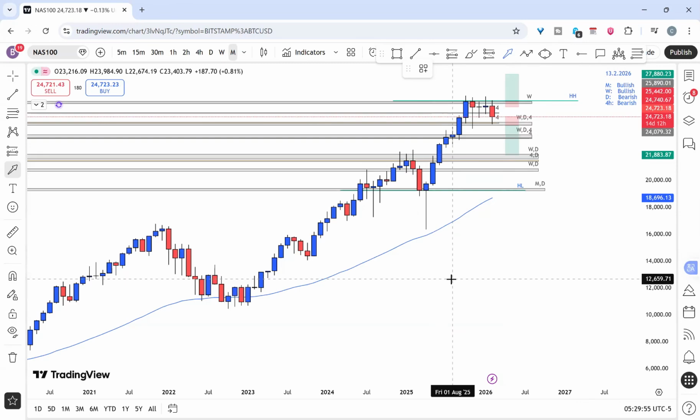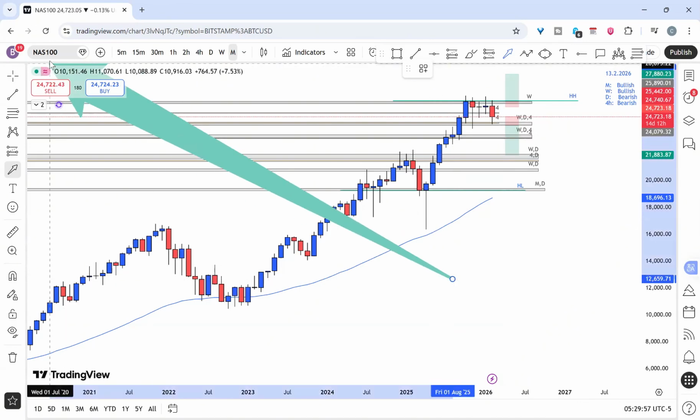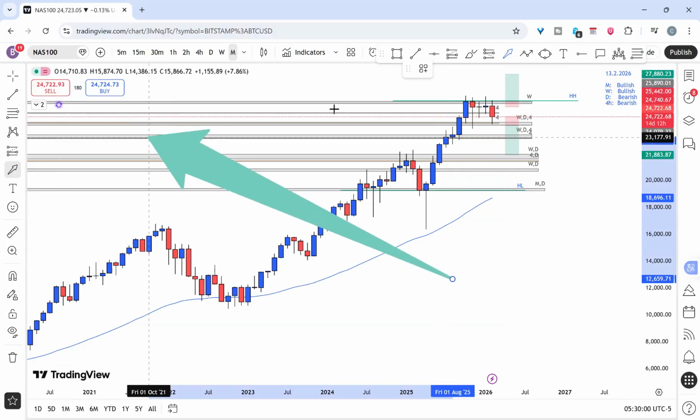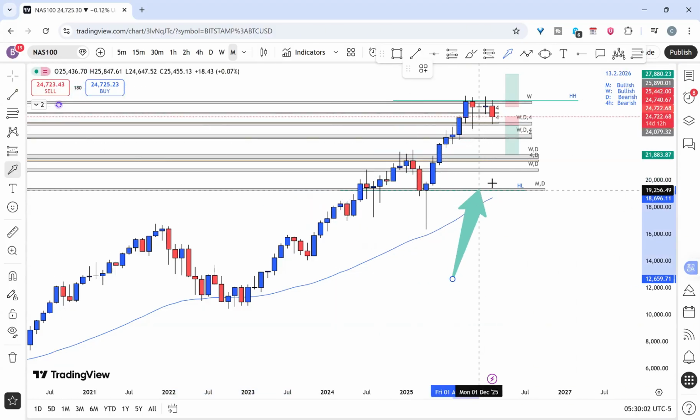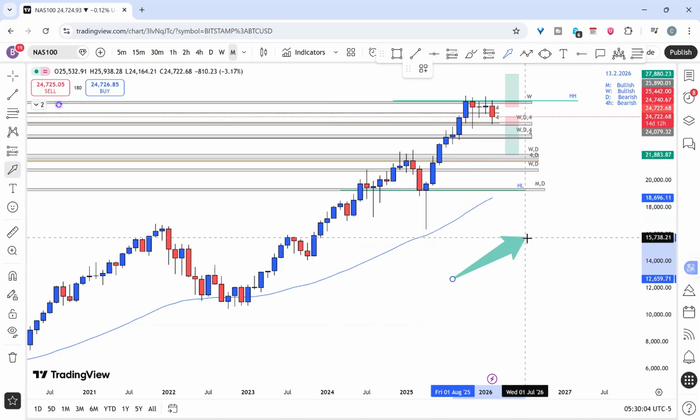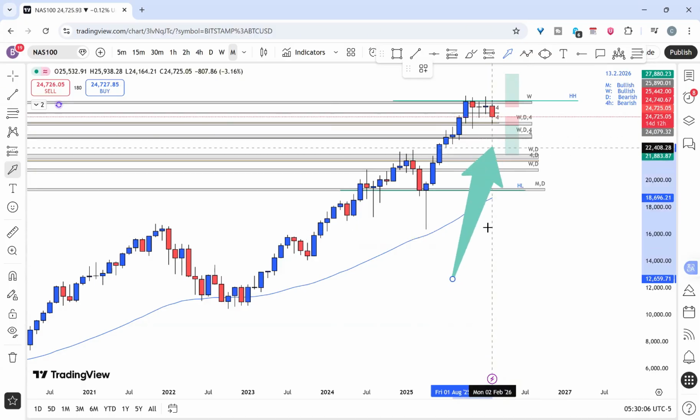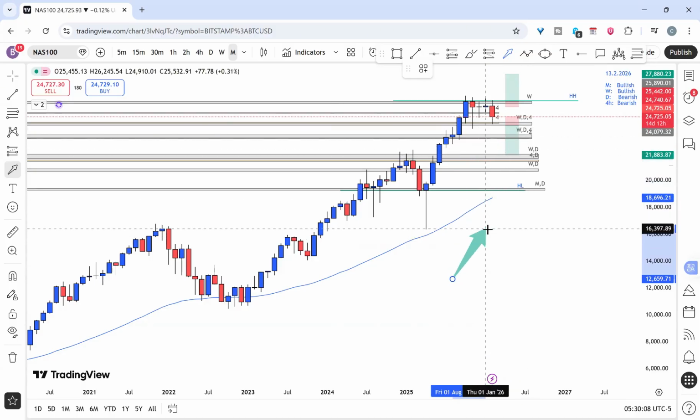All right, traders, let's analyze NAS100. NAS100 looks somewhat promising that it will go down. So definitely I would like to short NAS100 a little bit more, and I'm gonna tell you the reason why.